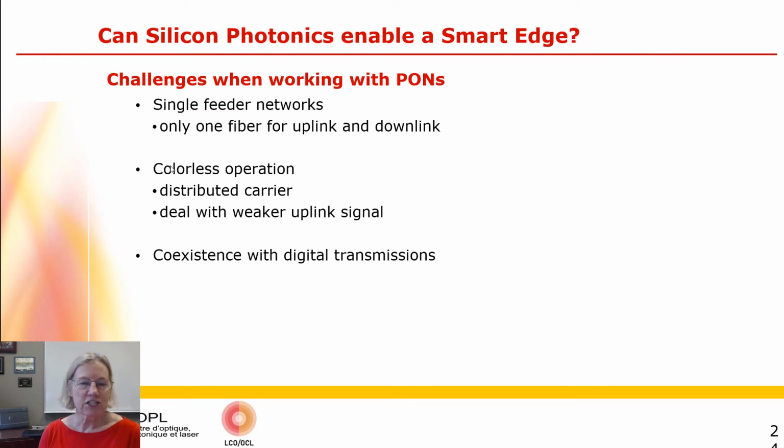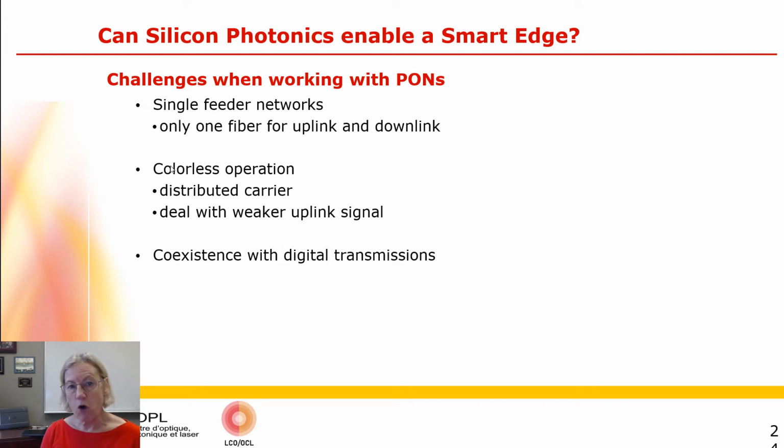So what are the challenges? What do we have to deal with when we work with a passive optical network? Well, it's a single feeder. We only have one fiber for uplink and downlink. We want to use colorless operation. That means that the only light source is located at the central office. And this distributed carrier goes to each one of the users and it is remodulated to create an uplink. And of course, the uplink's a bit weaker.